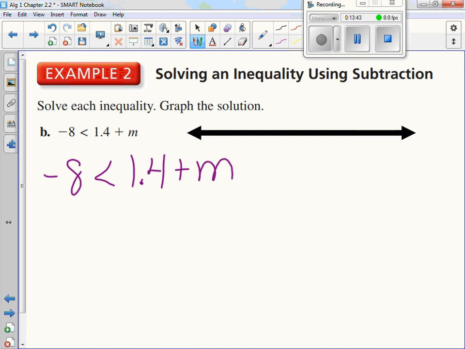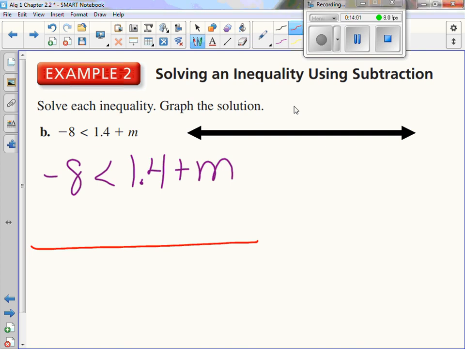Now this one here, they gave us a decimal. They gave us 1.4, yes? 1.4 plus m. Now just because it's a decimal doesn't change what we do. We still need to get m by itself.